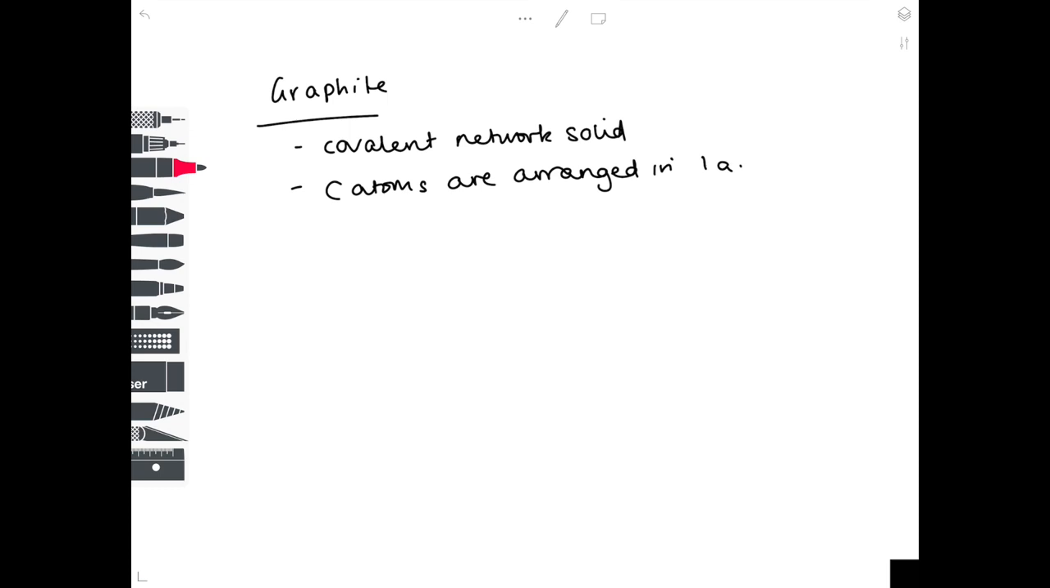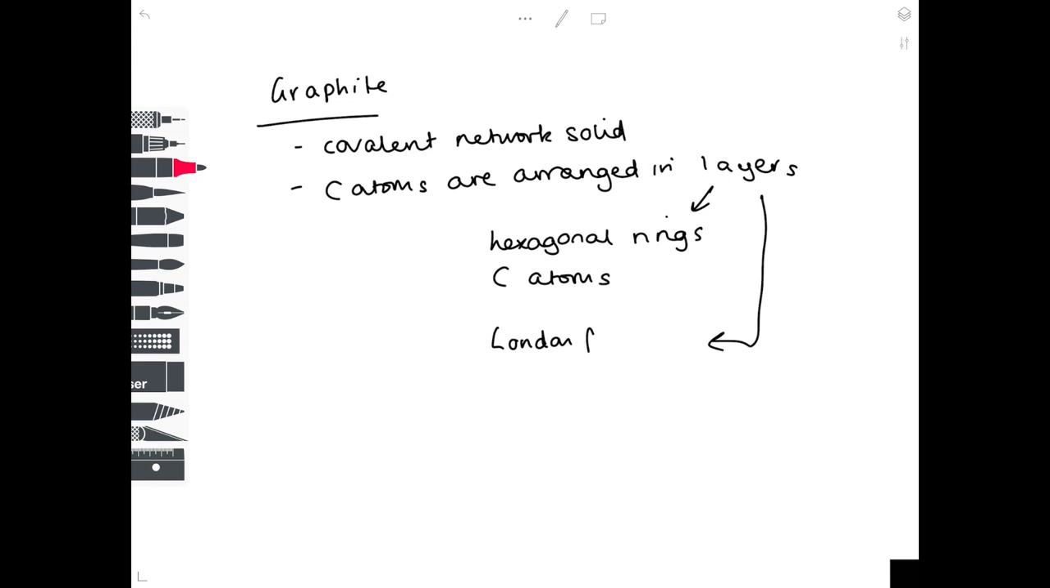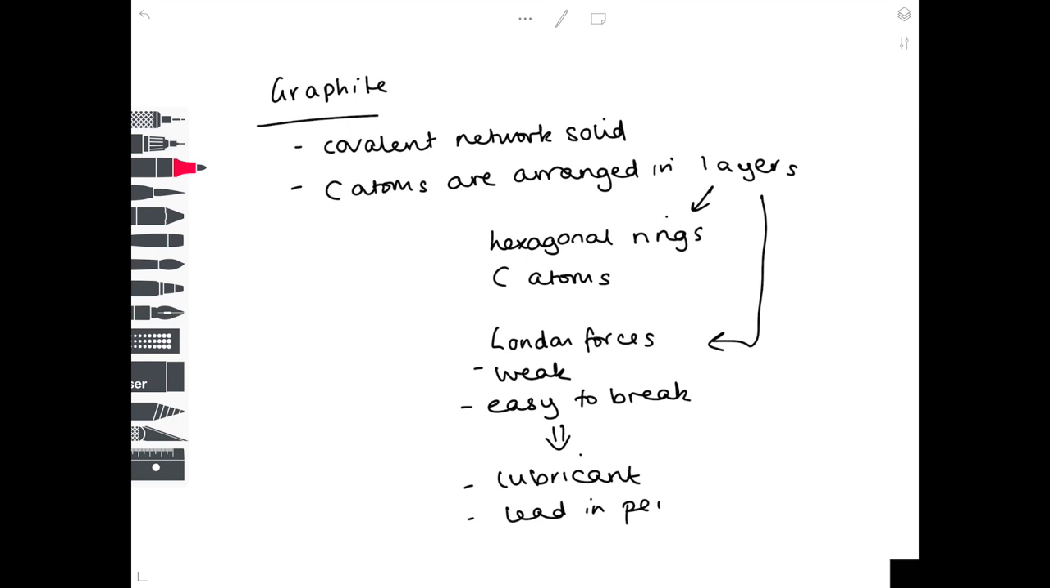So let's start by looking more closely at the allotrope graphite. So I've just said that it's a covalent network solid. Crucial to note that in graphite, the carbon atoms are arranged in layers. And these layers are actually hexagonal rings, so six-sided shapes which contain the carbon atoms. The fact that they're arranged in layers means that we have some weak intermolecular forces, and at this level we're going to call those London forces. Remember, these are weak, so they're easy to break. And these London forces are responsible for graphite's use as a lubricant, because these layers can simply slide off of each other, which enables graphite to also be used as the lead in pencils, because those layers slide off onto your paper, producing that grey smudge that you can then read.